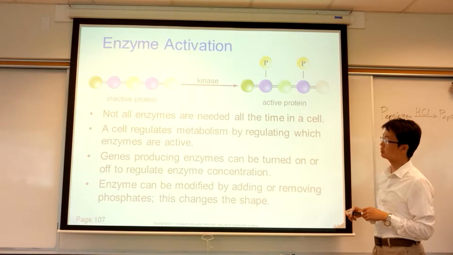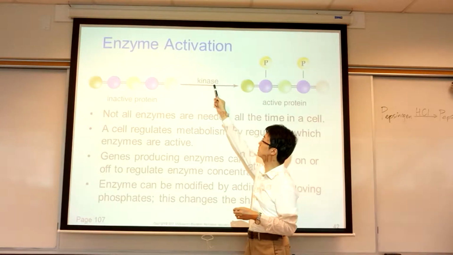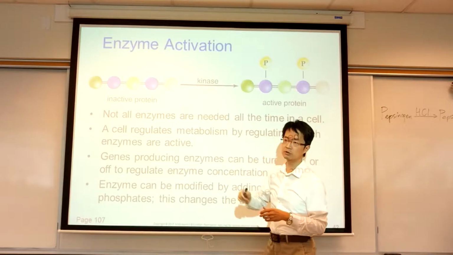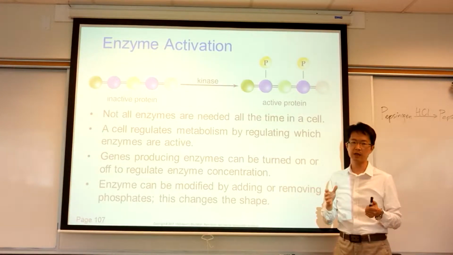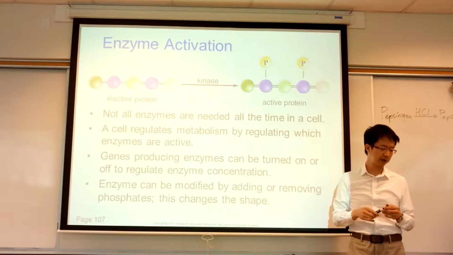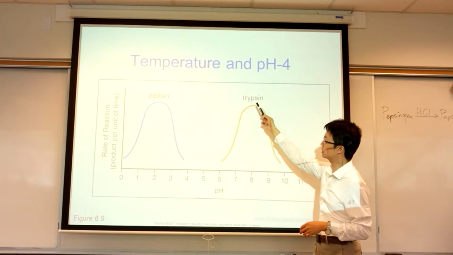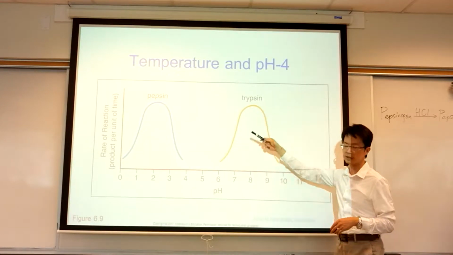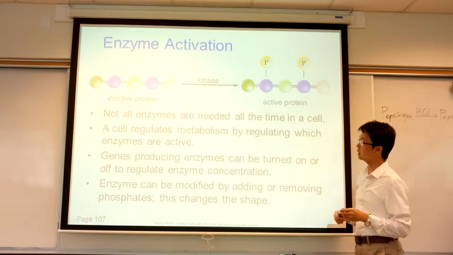Another enzyme that we want to introduce is called kinase. Most of the enzymes end with ASE. Whenever you see a scientific term that ends with ASE, then most of the time it is an enzyme. But of course, some enzymes do not end with ASE, just like what we saw previously. Pepsin and trypsin do not end with ASE, but they are still enzymes. So kinase is an enzyme.